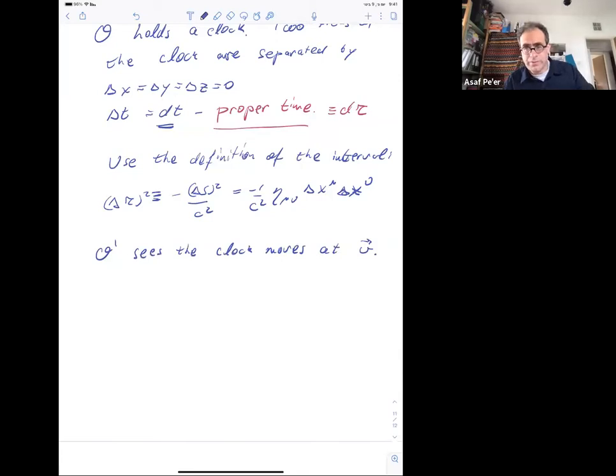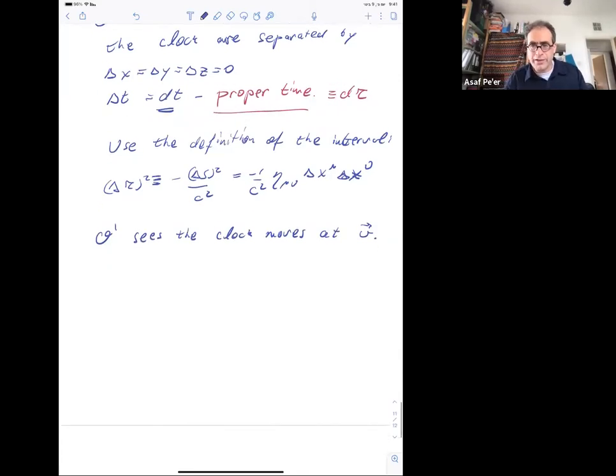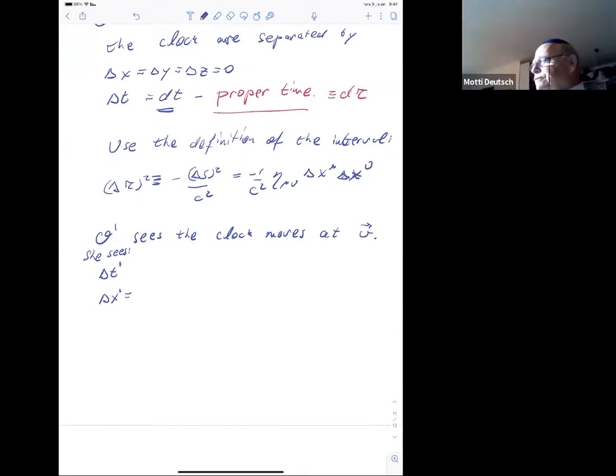So from your perspective, the two ticks, right? You have an interval between the two ticks. They are separated by some time, delta t prime. Remember, you're the primed observer, right? So delta t prime and the space interval. What is the space interval if you're seeing it moving at velocity v? V delta t prime?